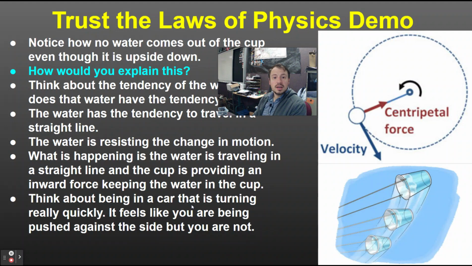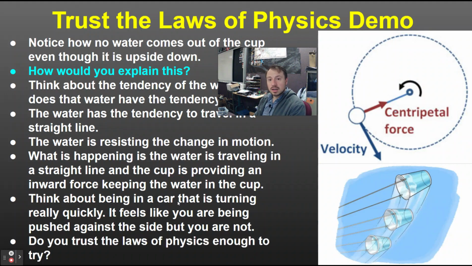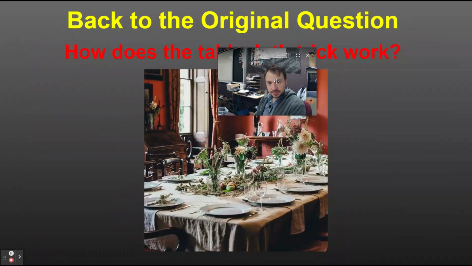It's the same thing as a car continuously turning, and it feels like you're being pushed to the outside. You're not being pushed to the outside. What happens is you have inertia. You have the tendency to continue in a straight line, and that car is providing the force that's pushing you inward. If you do it fast enough, you can keep water in a cup as it spins around.